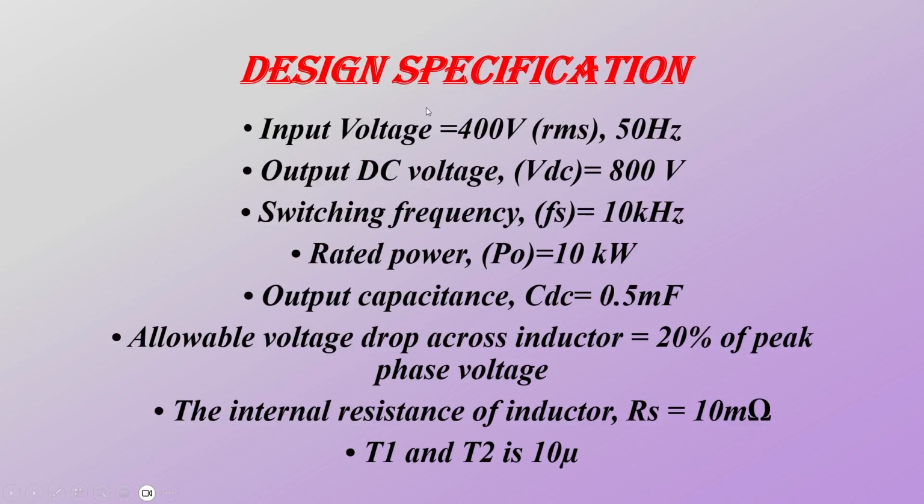The design specifications are: the input voltage will be 400 volts RMS and 50 Hz. The output voltage will be 800 volt DC. Switching frequency is 10 kilohertz, and the rated power for this converter is 10 kilowatts. The DC link capacitance will be 0.5 millifarad. The allowable voltage range is 20 percent of the phase voltages. The internal resistance of the inductance is 10 ohms, and the T1 and T2 of the converter is 10 microseconds.